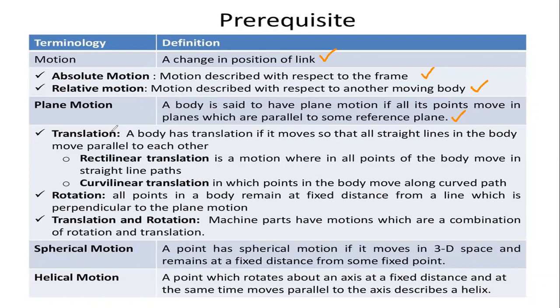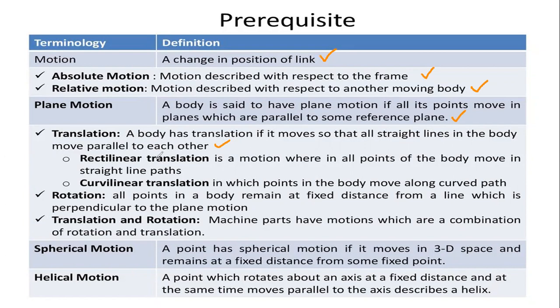And next one is the translation. A body has translatory motion if it moves so that all the straight lines in the body move parallel to each other. So that is called the translatory motion.